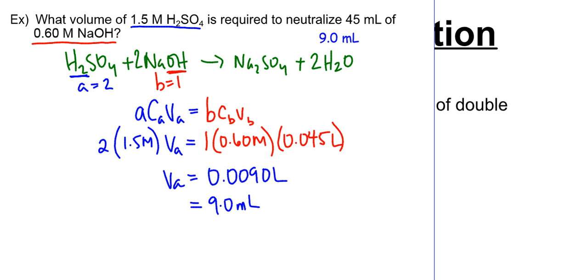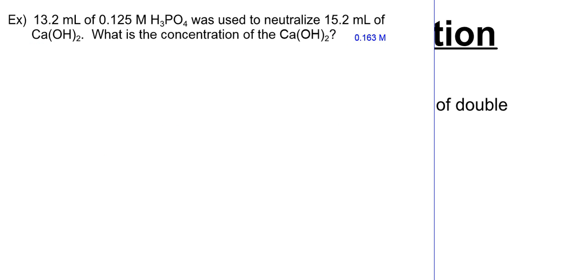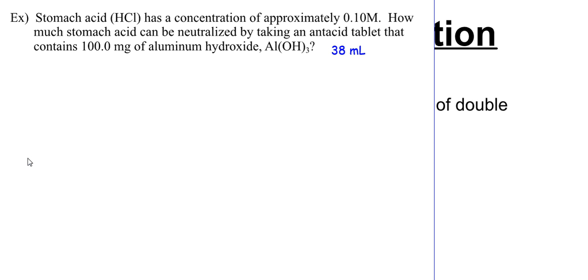All right, so that's pretty much it for neutralization equations. I do have a couple more examples here. Here's another example. If you want to try this on your own, we can use this as a check your understanding. See if you can get my answer of 1.63 molar for this question that's already in your notes. And the last one, again, I have the answer for you of 38 milliliters. If you want to copy down the answer and then try these on your own, we will take both of those up in class.